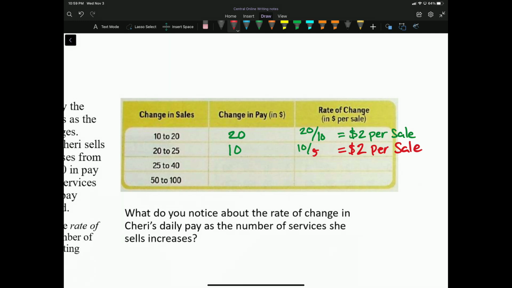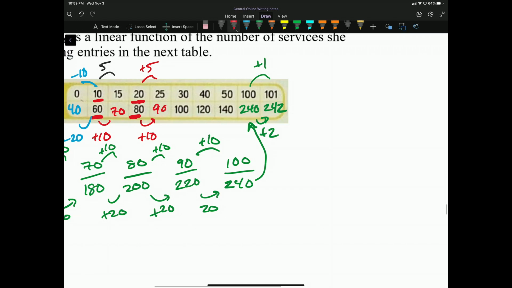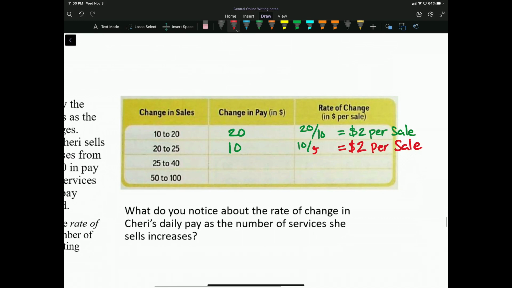So let's do 25 to 40 now. All right, let's take a look. So we had 25 to 40. That's an increase of 15 on bottom. Let me make sure I'm doing that right. Oh, sorry. Now we're going from here. That's 15, and then we're going from here to here. That's an increase of 30. Sorry, I was looking at the wrong number. So 30. So let's go and write that in our table. We're increasing by 30 on top. We're doing 30 divided by 15. 30 divided by 15 is going to be $2 per sale.